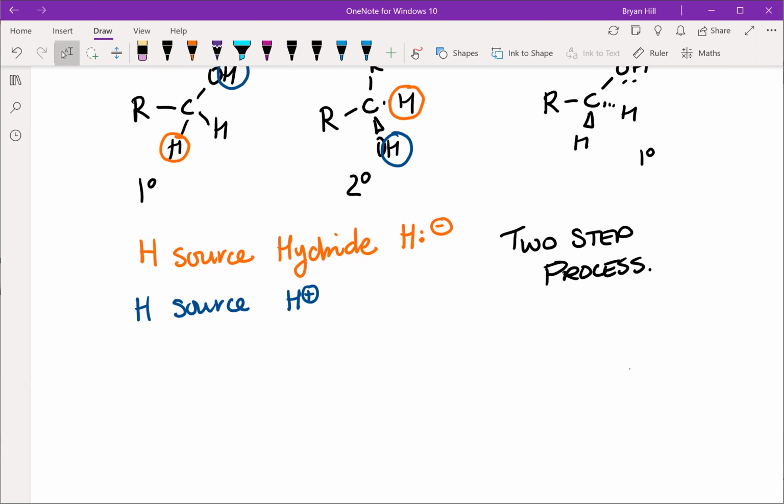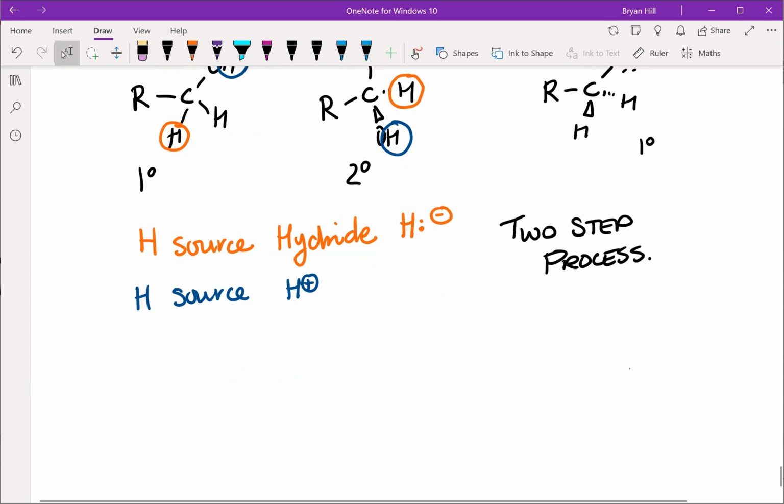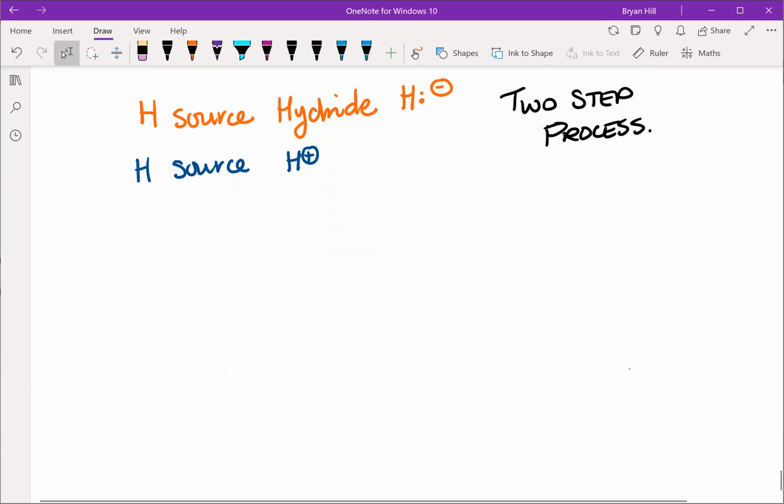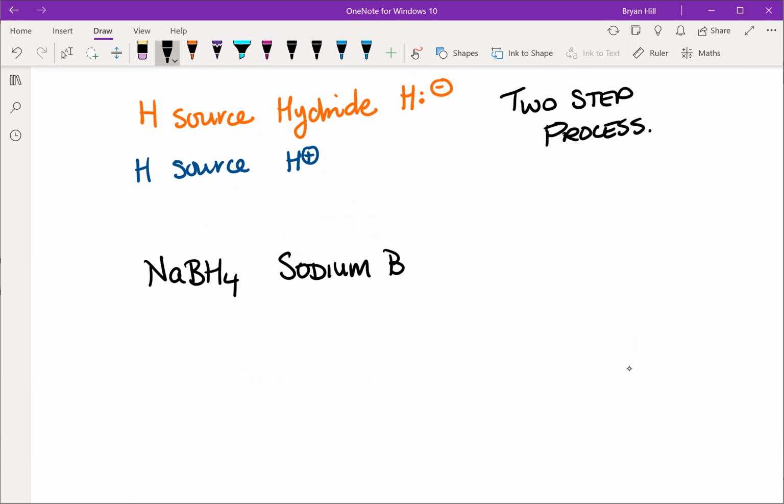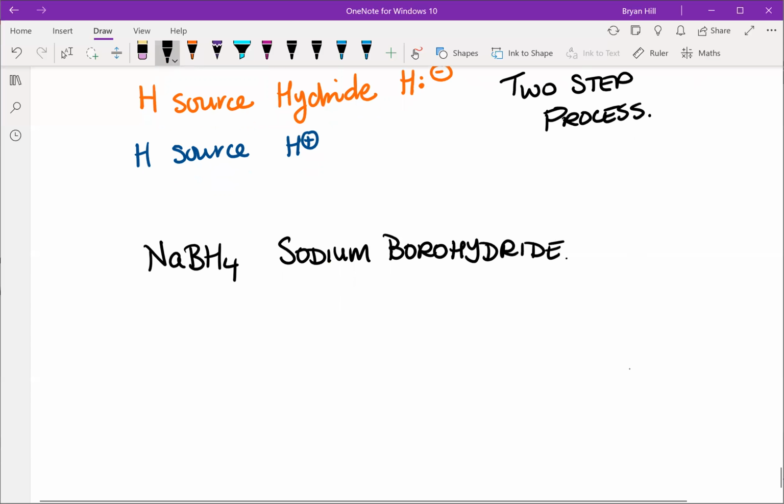So let's look at the reducing agents. And you will have seen these before in a couple other places. The first one is NaBH4, so sodium borohydride. And we just saw this in the last section when we were doing the oxymercuration reaction.